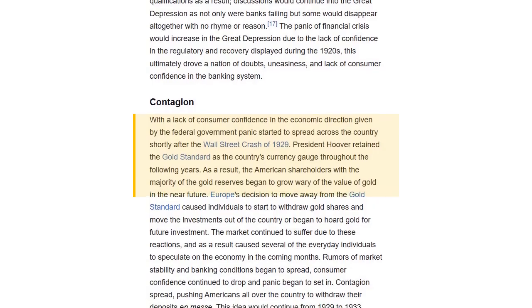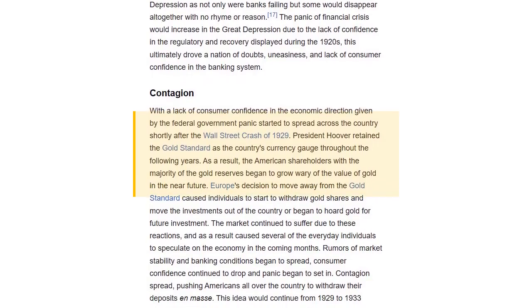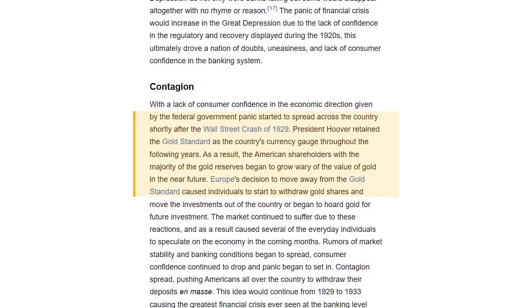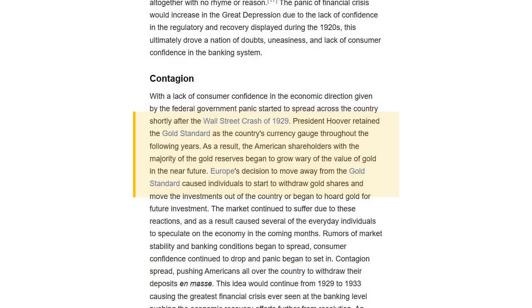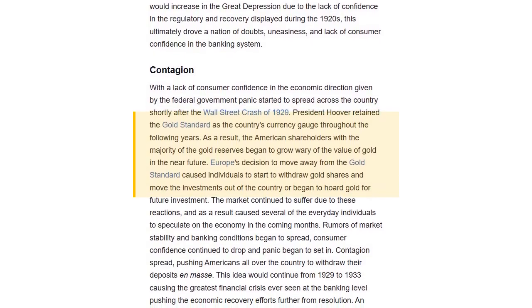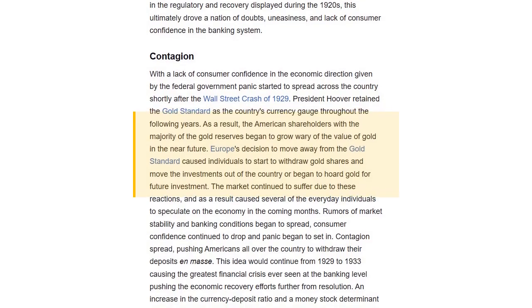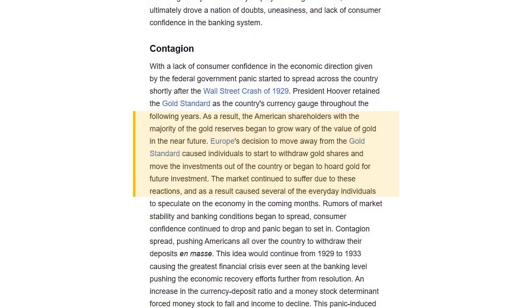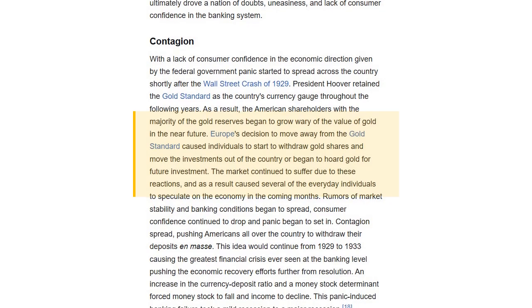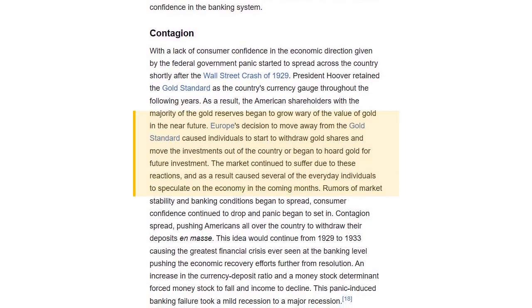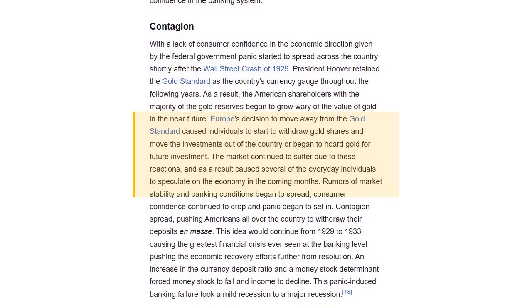President Hoover retained the gold standard as the country's currency gauge throughout the following years. As a result, the American shareholders with the majority of the gold reserves began to grow wary of the value of gold in the near future. Europe's decision to move away from the gold standard caused individuals to start to withdraw gold shares and move the investments out of the country, or began to hoard gold for future investment.